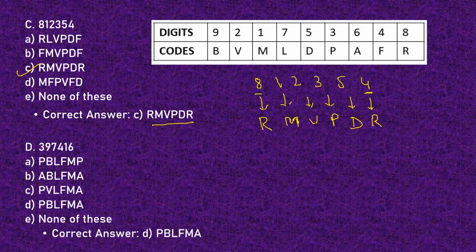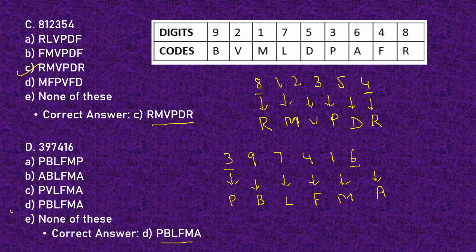The fourth part of the question, again a number: 3, 9, 7, 4, 1, 6. So we have an odd number and an even number. That means we'll not be following any condition. Just substitute the letters. 3 means P, 9 means B, 7 means L, 4 means F, 1 means M, and 6 means A. So what is the code that we get? PBLFMA, and here we have the correct answer, that is option D.